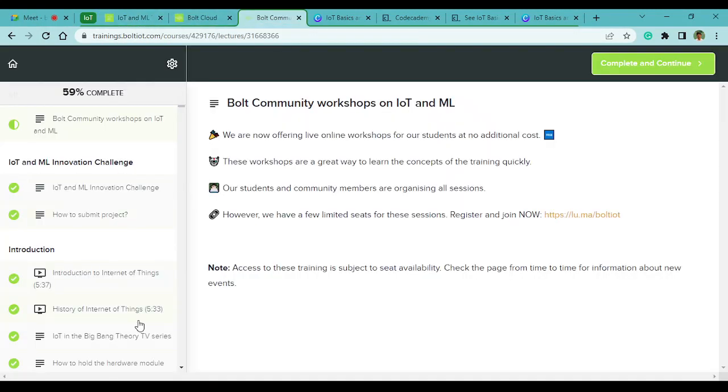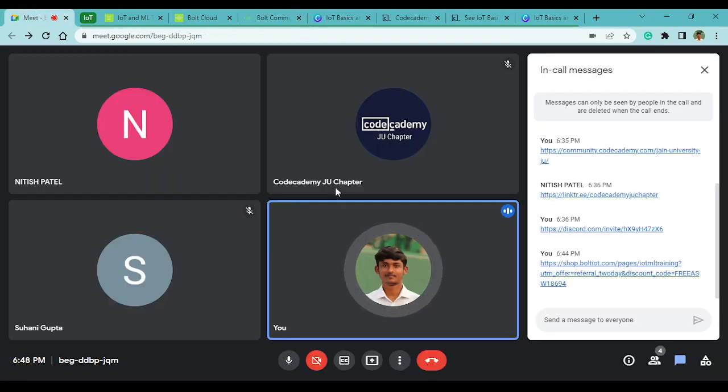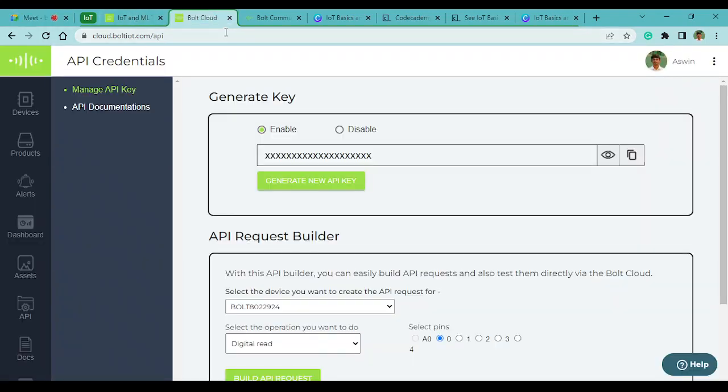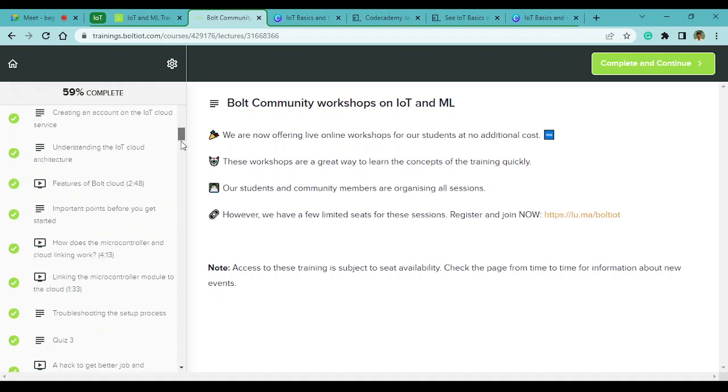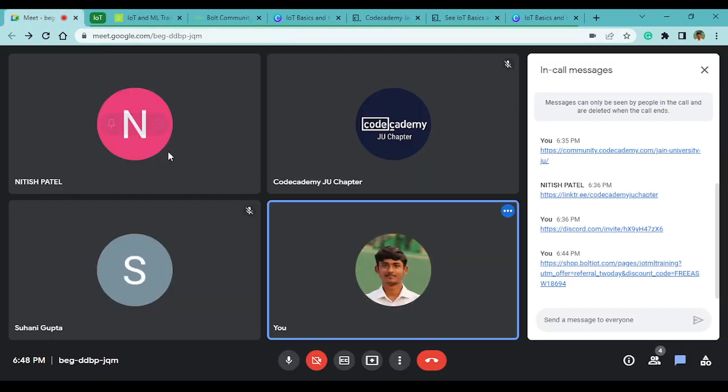Also, I'm planning to conduct more events on projects from Bolt IoT itself. That would be great, bro. Yeah, at least the students can see what type of IoT projects they can do. Whatever we can do in Bolt, we can also try in Raspberry Pi and Arduino. It's kind of the same thing. The only difference is the hardware platform.